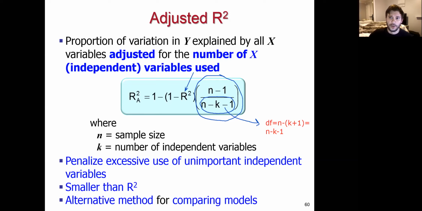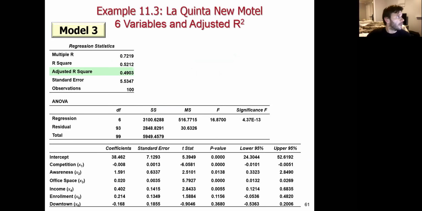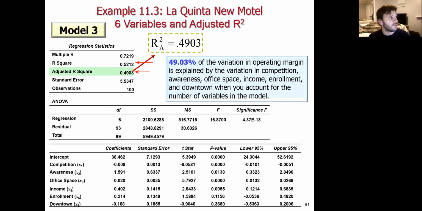So here's what we're going to look at. First of all, let's go ahead and look at model 3 statistical output again. We know that the actual R squared in model 3 was up here at 52.12%. But the adjusted R squared, notice, as we had suggested, is lower. The way to interpret that here is that the model explains 49.03% of the variation in operating margin that is explained by all 6 of these variables, once we account for the loss of degrees of freedom or the increased penalty for extra complexity in our model.